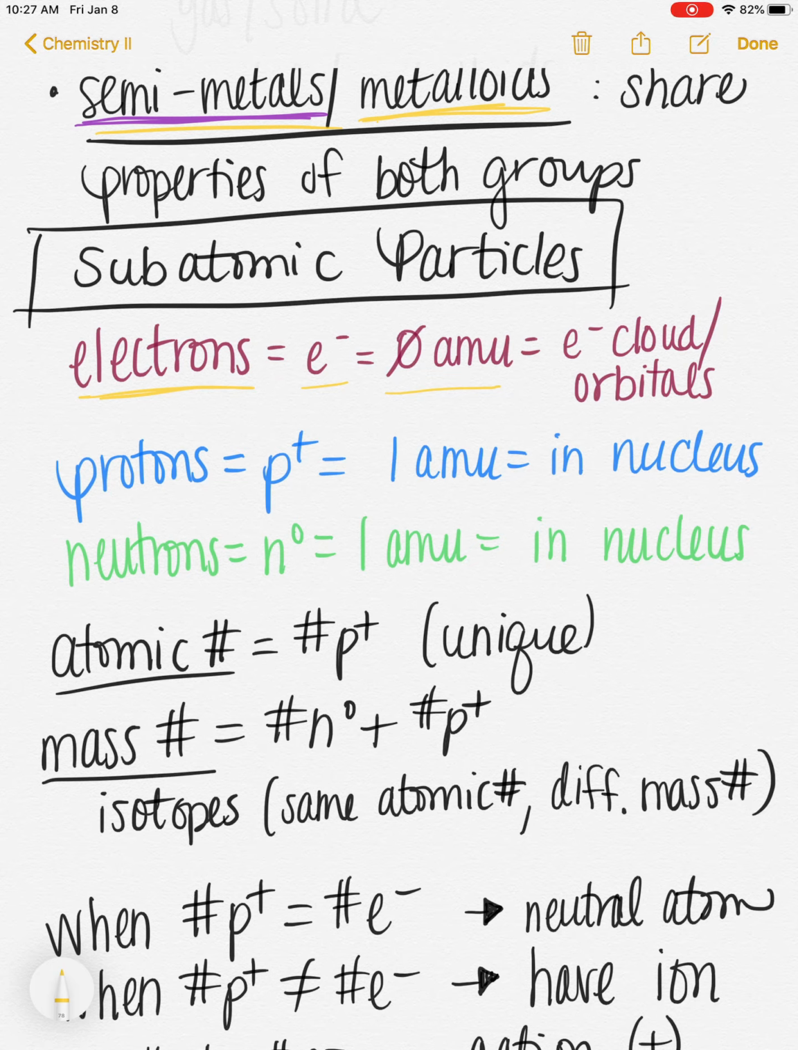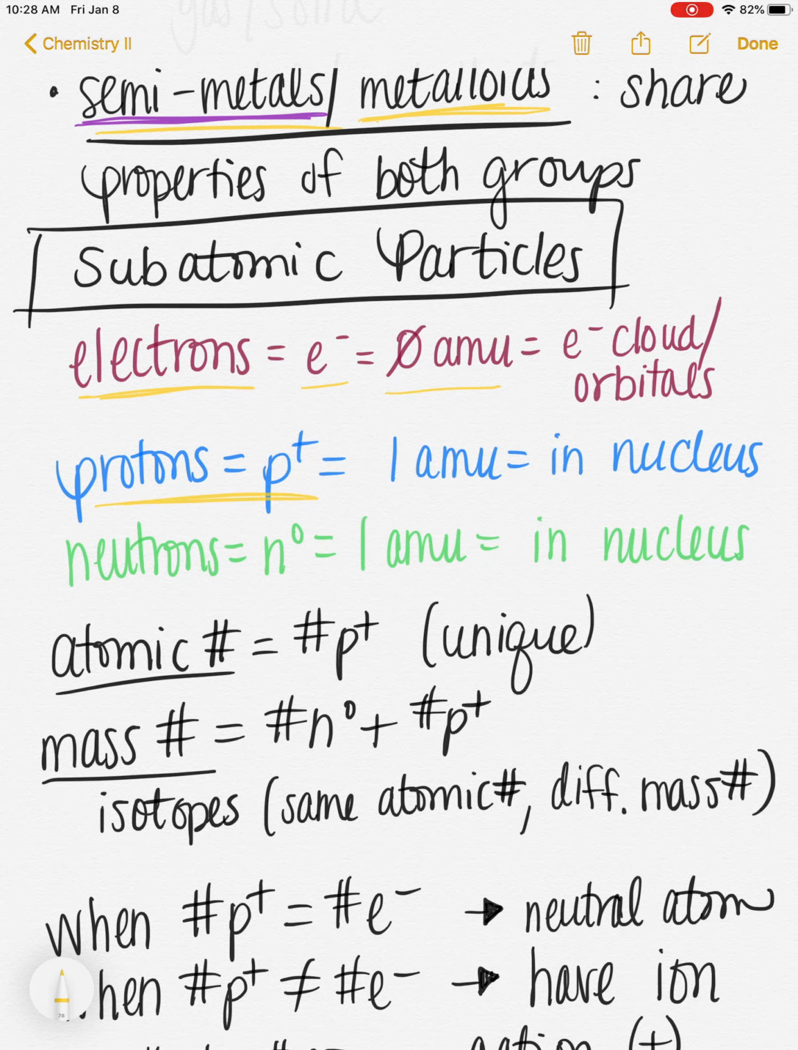Remember, AMU is a unit that we use in chemistry that stands for atomic mass units, because kilograms and other units that we frequently use are just way too large for dealing with these particles. We had to develop a new unit to work with. Electrons can be found in the electron cloud or orbitals. Basically, they're outside of the nucleus.